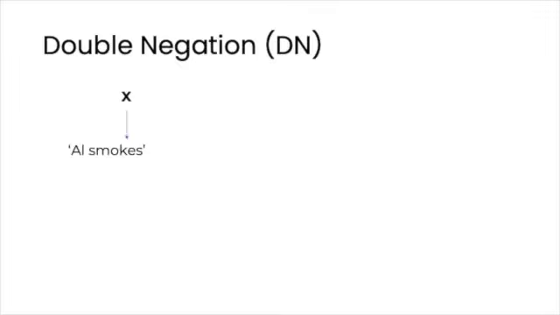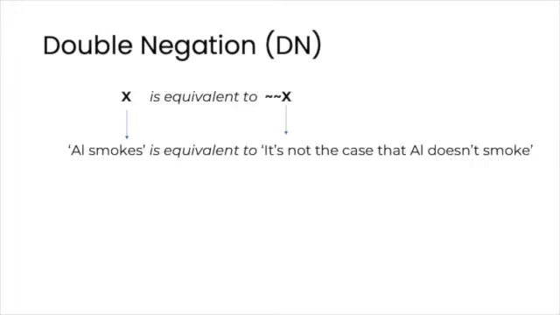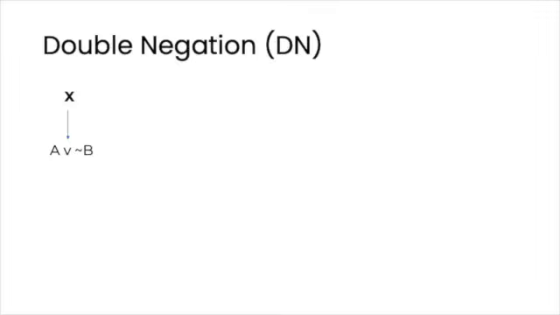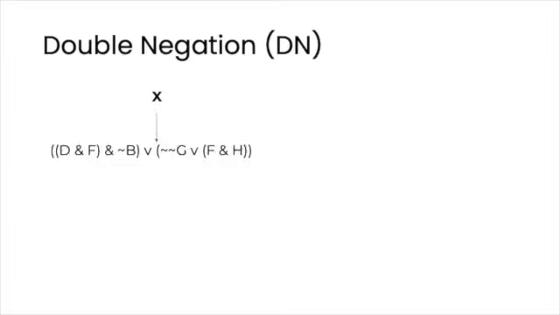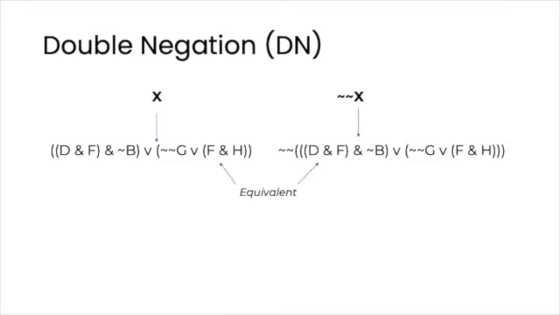So if X is Al smokes, then we know that Al smokes is equivalent to, it's not the case that Al doesn't smoke, which features two stacked negations, where one of them undoes the work done by the other. So if X is A or not B, then DN says that this sentence is equivalent to not not A or not not B. And if X is this long sentence, then it is equivalent to this other long sentence. In any case, any sentence X prefixed by an even number of tildes will be equivalent to X with 0 tildes. And any sentence X prefixed by an odd number of tildes will be equivalent to not X.